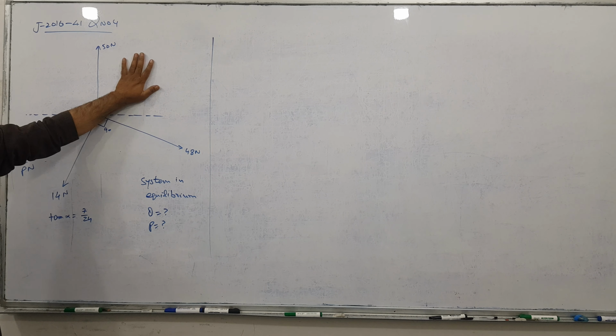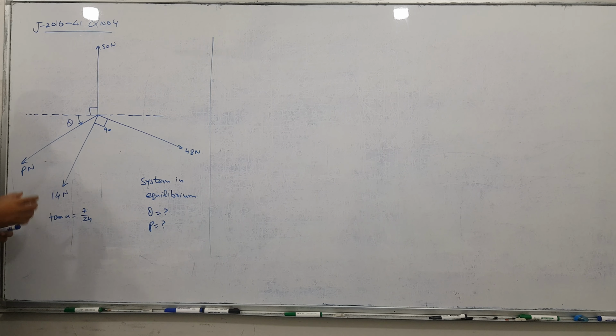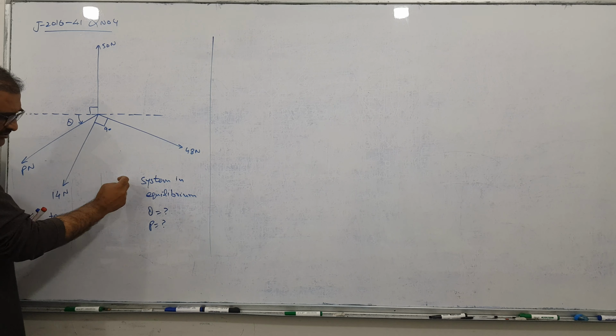Bismillahirrahmanirrahim. The topic is forces and equilibrium. This is a June 2016 variant 1 question number 4. The system is in equilibrium, as mentioned here, and we have this data given.